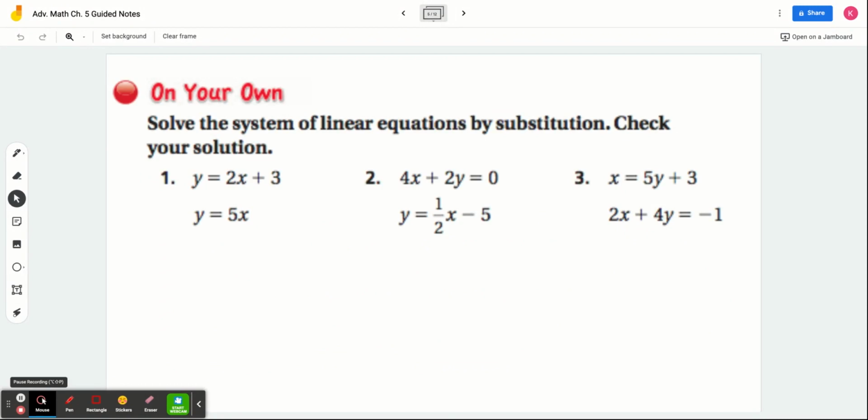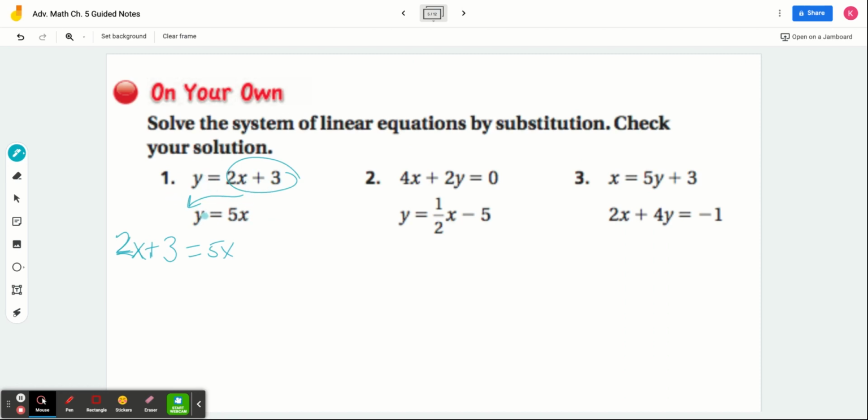Here in number 1, you can see that we have y equals 2x plus 3 and y equals 5x. These are both already solved for y. What we can then do is take one expression and replace the variable with the other one. So we can say that 2x plus 3 equals 5x. Since we know that y is 2x plus 3, we can replace this second y with this expression.